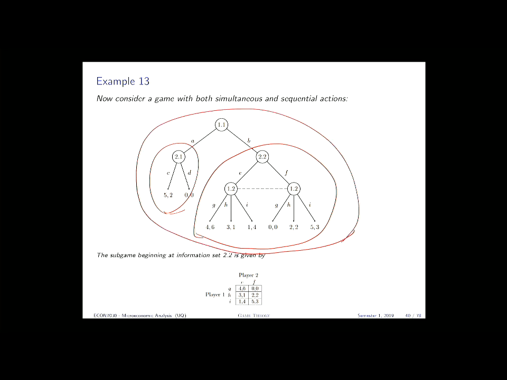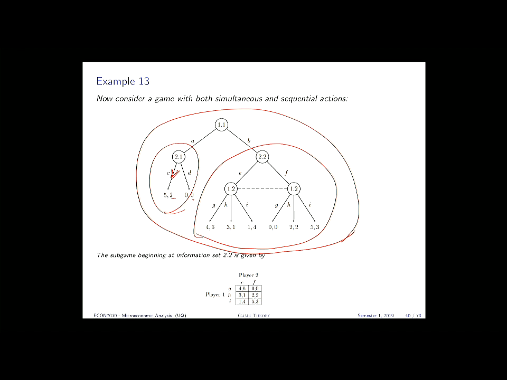Okay? Now, the next step is to find the SPE. We use backward induction, and we use the best response argument. I'll start with 2.1. At 2.1, it's player 2's turn to decide, and the best response of player 2 is what? C, because 2 is larger than 0. So I'll put an arrow there. Now let's go to 2.2.